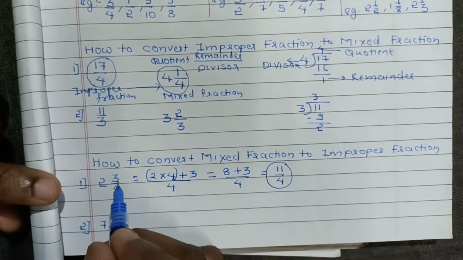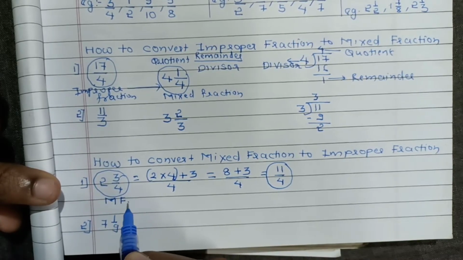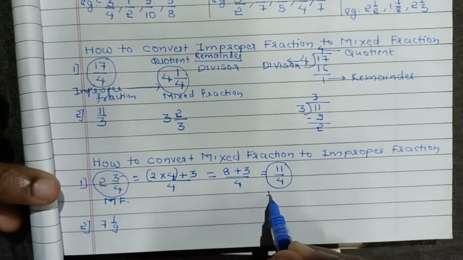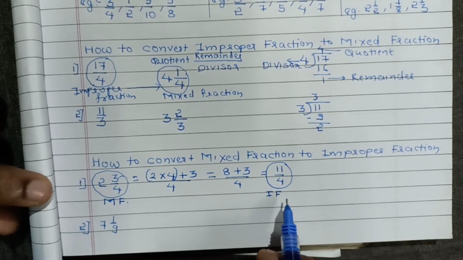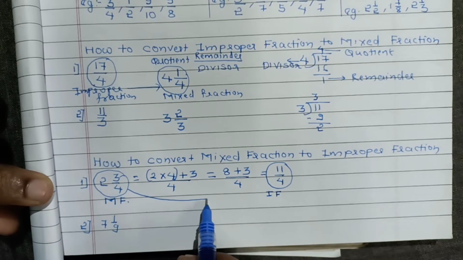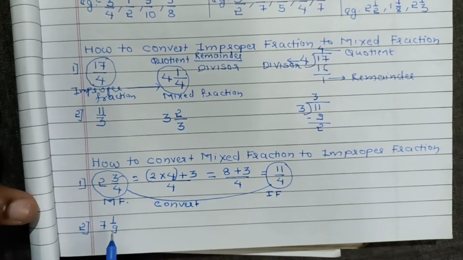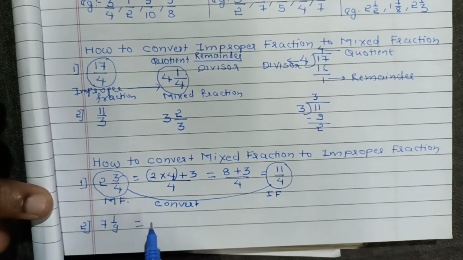I have done the conversion from mixed fraction to improper fraction. In short, I have written IF for improper fraction, and this is MF for mixed fraction. So this is called conversion. Let me take the second example. So the second example is what? 7 into 1/9. So how to convert this now?